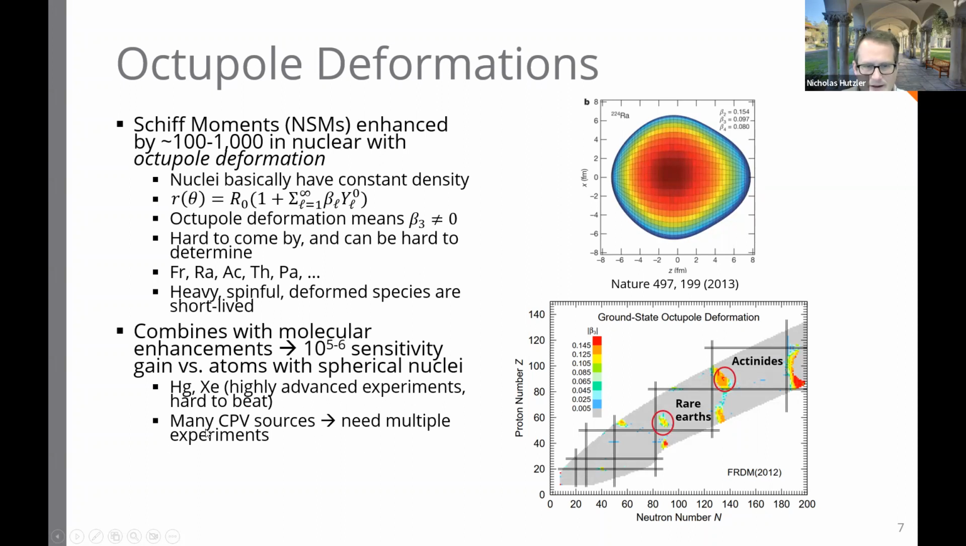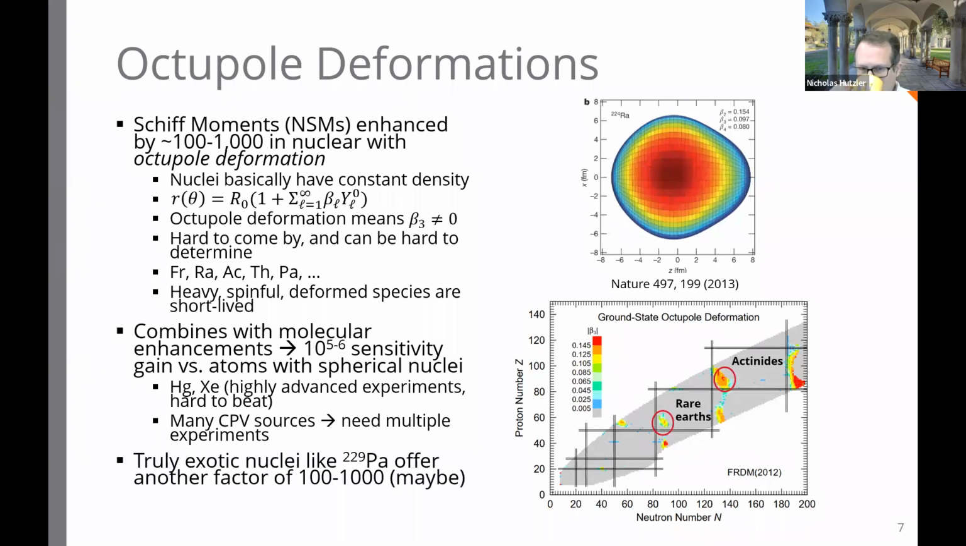However, as I'll say a little bit more about later, because there are many different sources of possible CP violation, especially in nuclei, you actually need multiple experiments. It's not like one of these is going to measure what we want and then we're done. We actually have to measure something in all of these systems to back out what the underlying physics is. And as a side note, truly exotic nuclei like protactinium-229 might offer another factor of 100 or even 1,000 on top of this. So now you're talking about like 10 to the 9 sensitivity gain, although that is still kind of unproven.